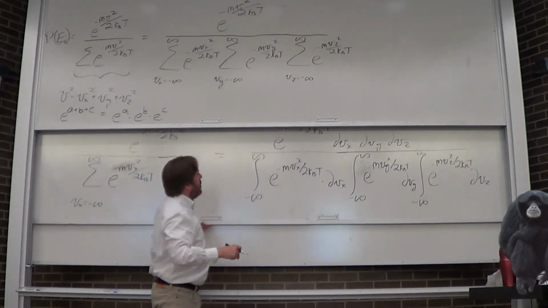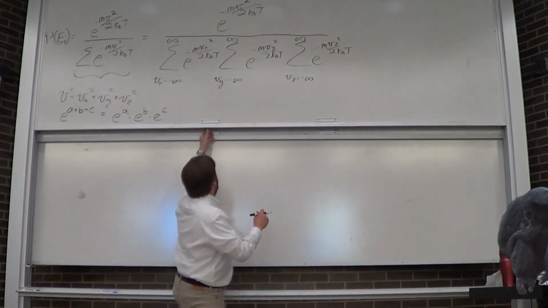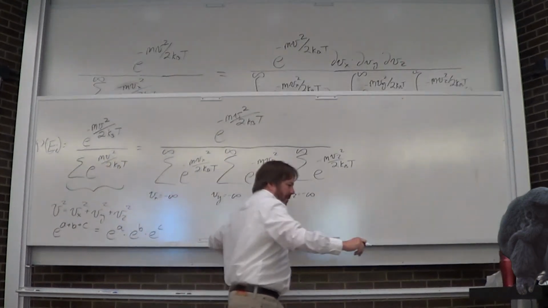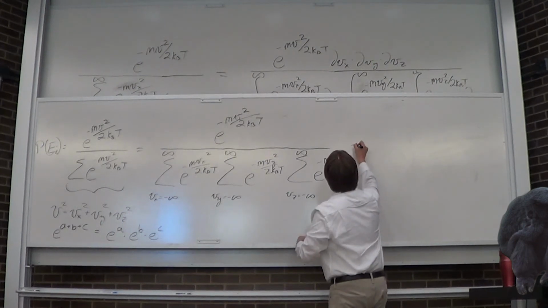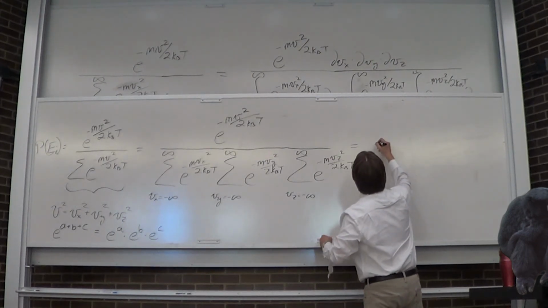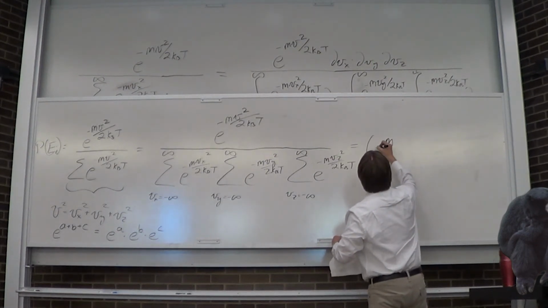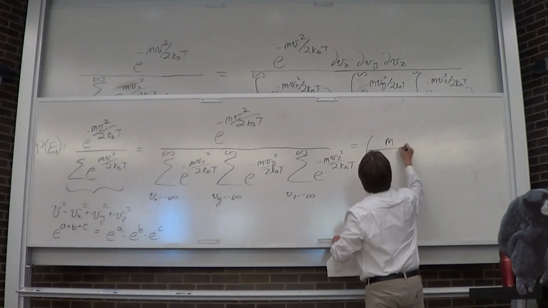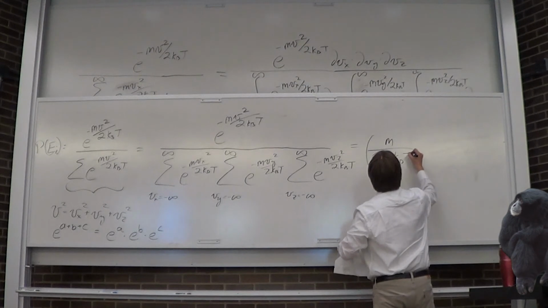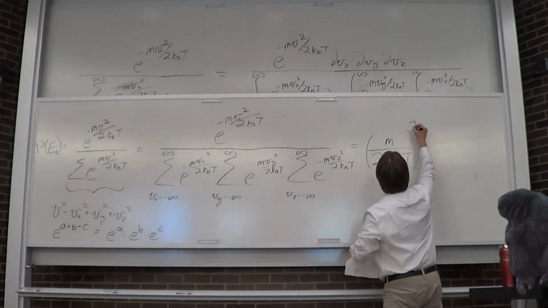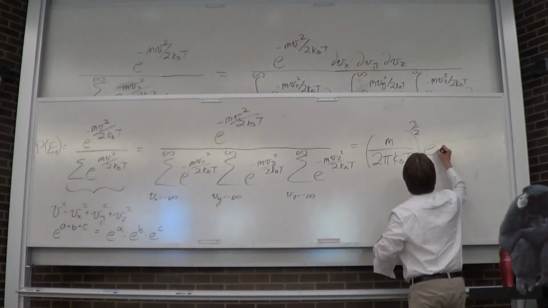Let me show you the result because it's so simple. I know I'm running over. Let me just show you real quick because I just want to show you that this ends up being incredibly easy. It ends up being m over 2 pi kBT to the 3 halves. 3 halves over 3 dimensions.